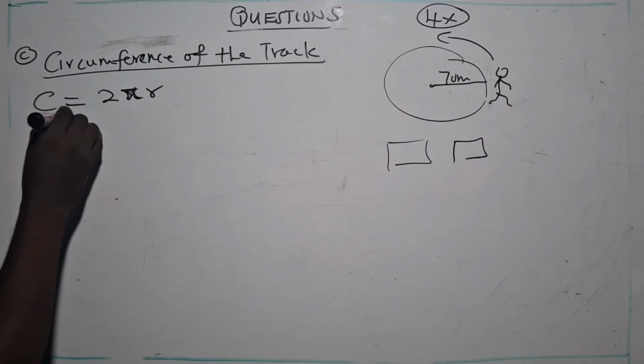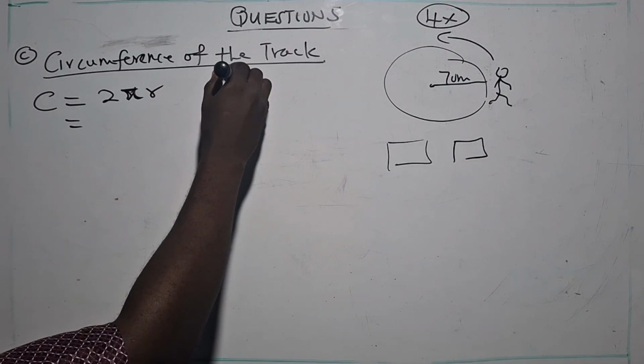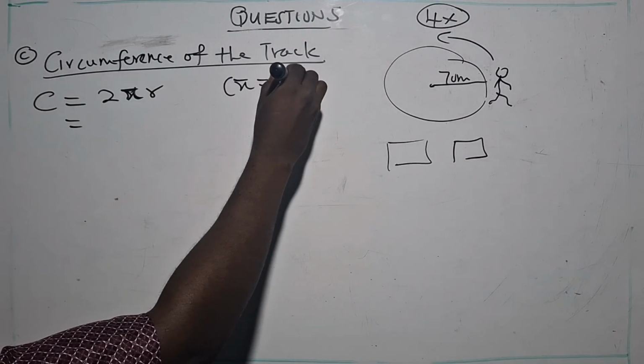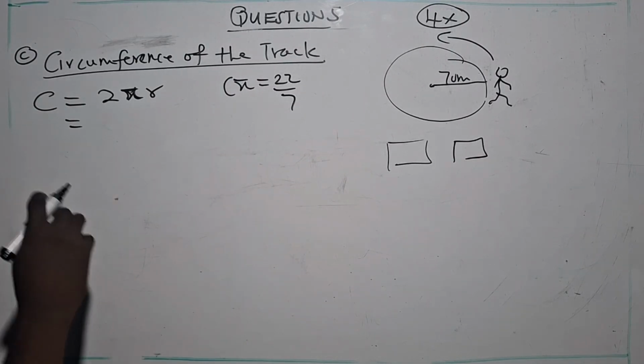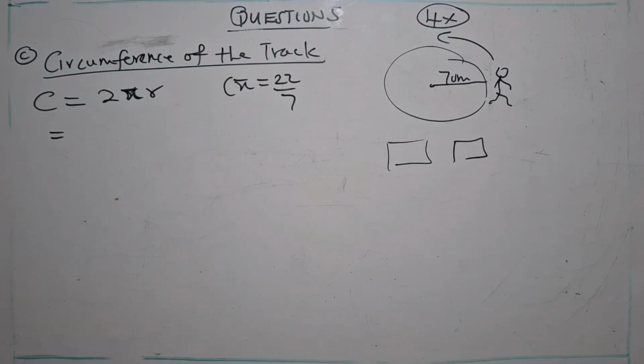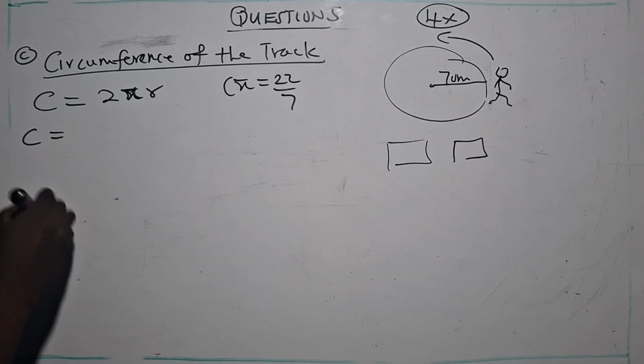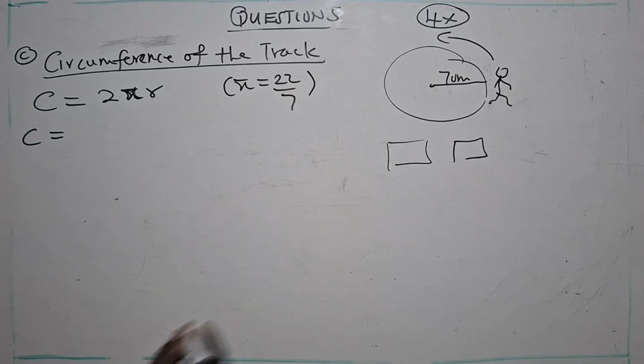So here, we have to take pi as 22 over 7. Sometimes they give you pi as 3.142. When they give you 3.142, use it. Don't use 22 over 7 or you'll be marked down.